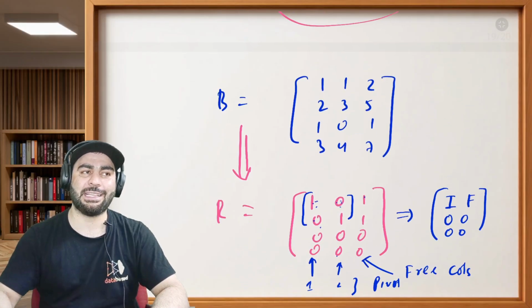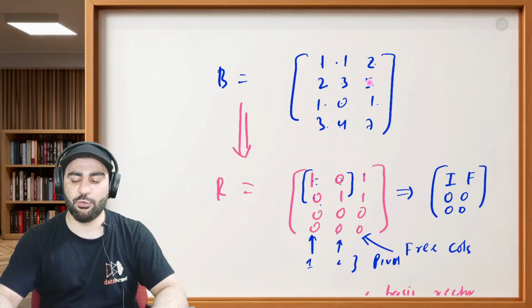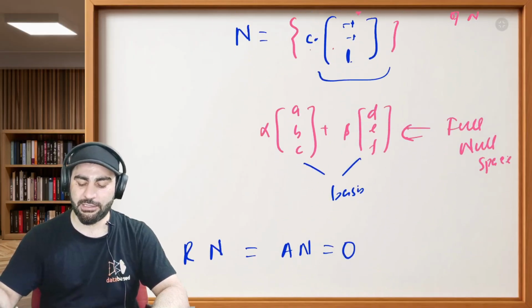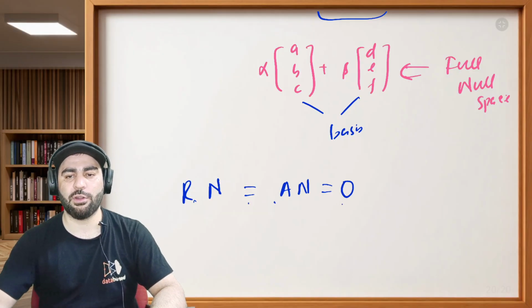If you take the similar thing again, you add these two things. 1 plus 1 is 2, 2 plus 3 is 5, 1 plus 0 is 1, 3 plus 4 is 7. So you add these two things together and give them a negative sign, and then 2, 5, 1 and 7. You can see it again lands at 0. That means this is pretty valid. Rn is equal to An is equal to 0. Okay, I hope you got the point.